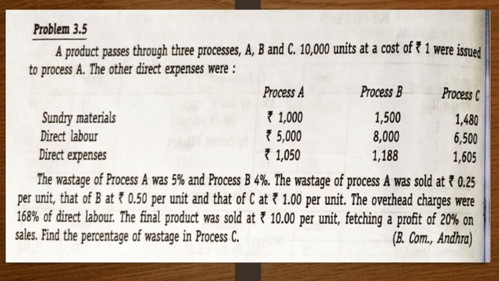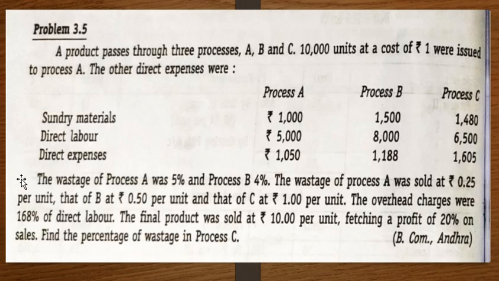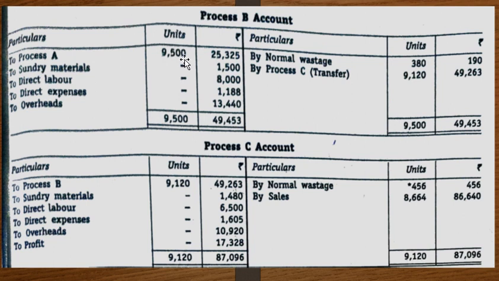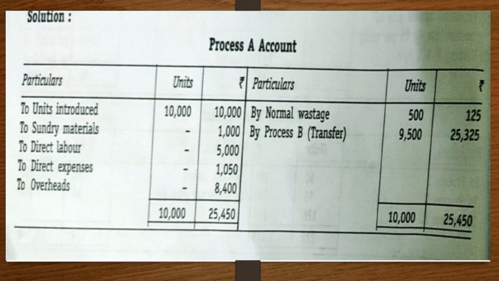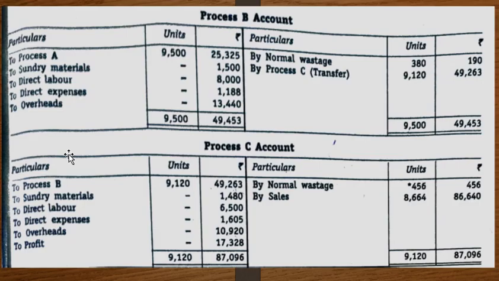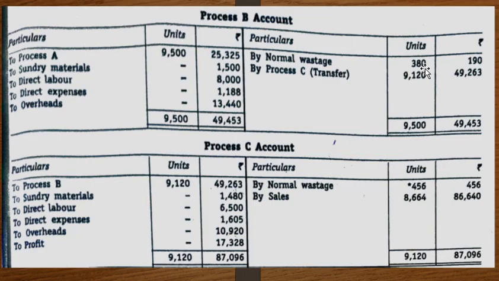So now, the normal wastage is 4% on the input. How much is the input? 9,500. 9,500 into 4% will give you 380 units. For this, the scrap value is given in the question. The rate is 0.50. So 380 into 0.50 will give you 190.